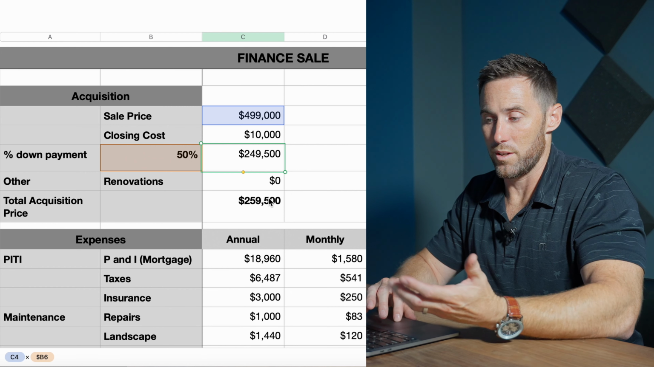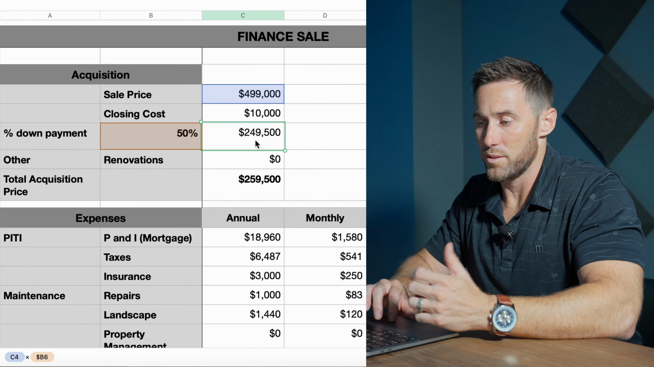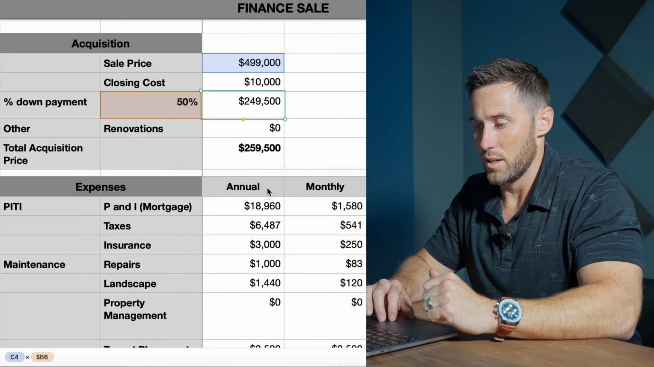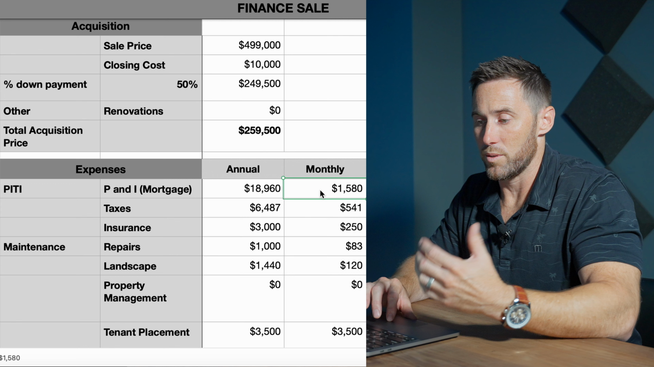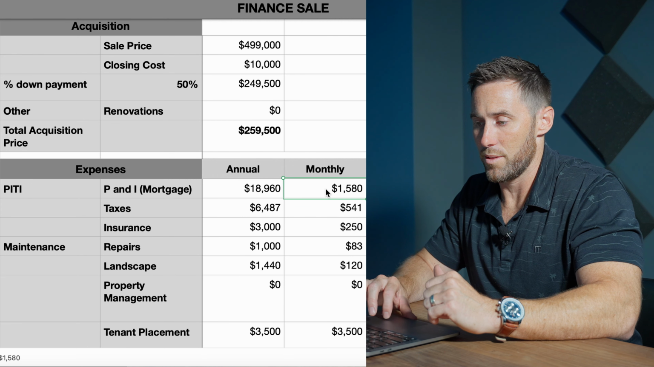Let's look at it with 50% down payment, or half. And since we're doing a higher percentage down, we're going to assume that we're going to get a little bit better interest rate of 6.5% instead of 7%. When we do that, here's what the numbers look like. The percent down is 50, so it's $249,500 is what we're financing. And our principal and interest, the mortgage, decreased to $1,580 per month.